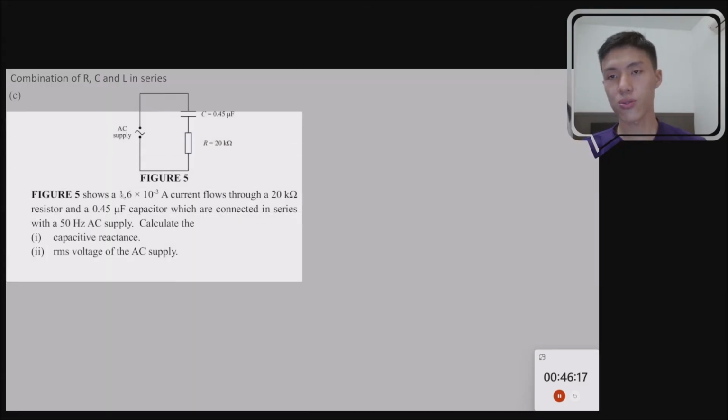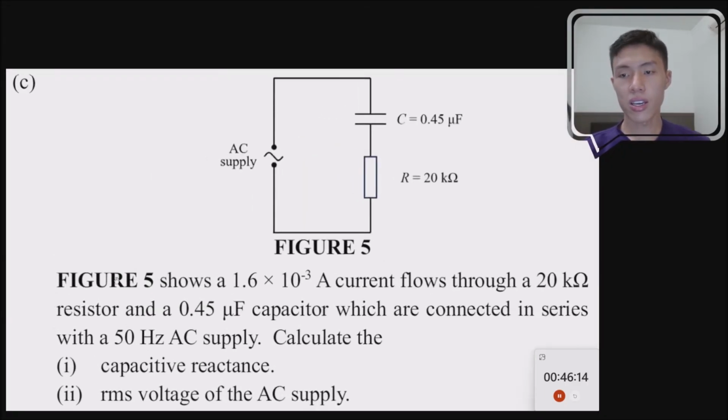Question C. Okay, so here comes the combination circuit. Okay, let's solve this question here. Figure 5 shows a 1.6 times 10 to the power of negative 3 ampere current. So there's this much current flowing through the 20 kilo ohm resistor and the 0.45 microfarad capacitor, which are connected in series to a 50 Hz AC supply. This current here will be the current across the whole circuit, because there's only one loop, there's no junction. So everywhere the current should be the same, because there's no other branches to flow away, there's no other branches to merge the current. So this current will be the current everywhere in this AC circuit.